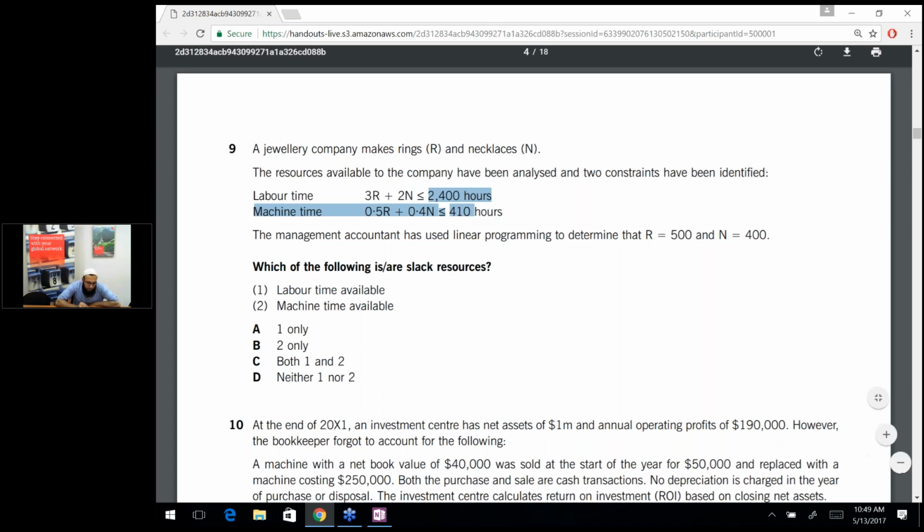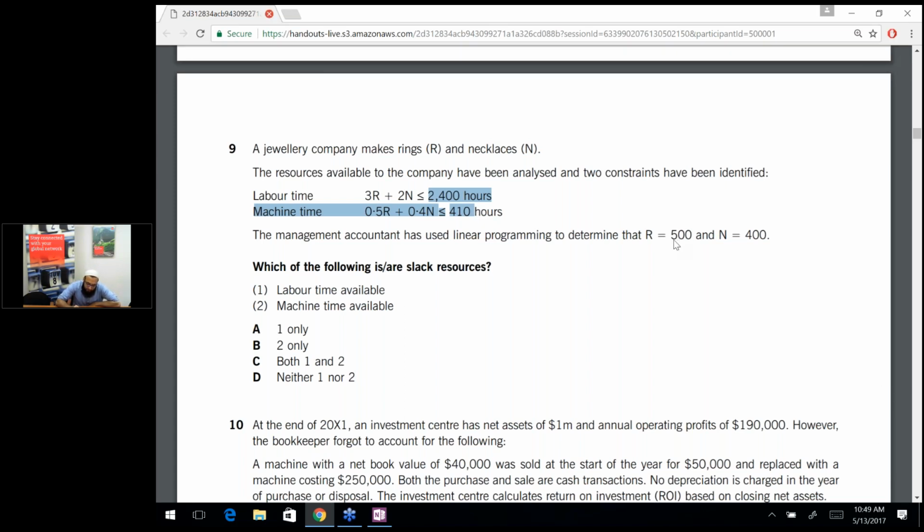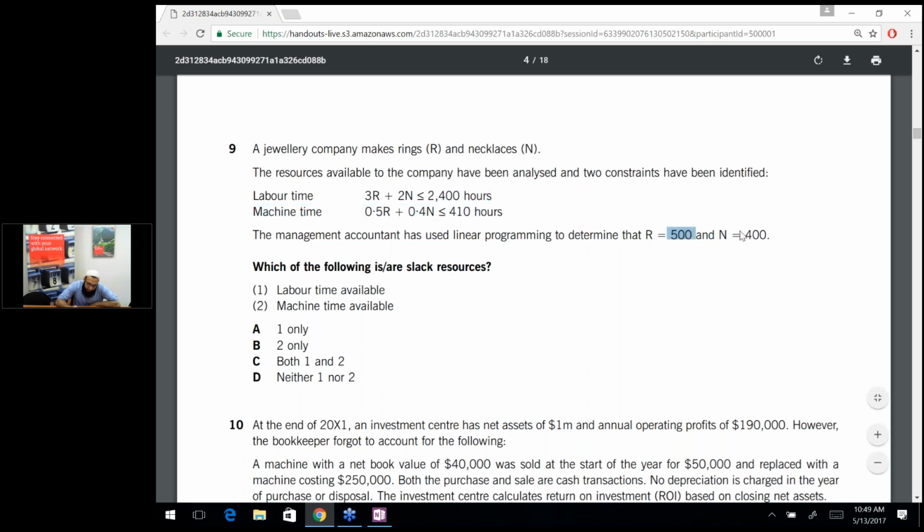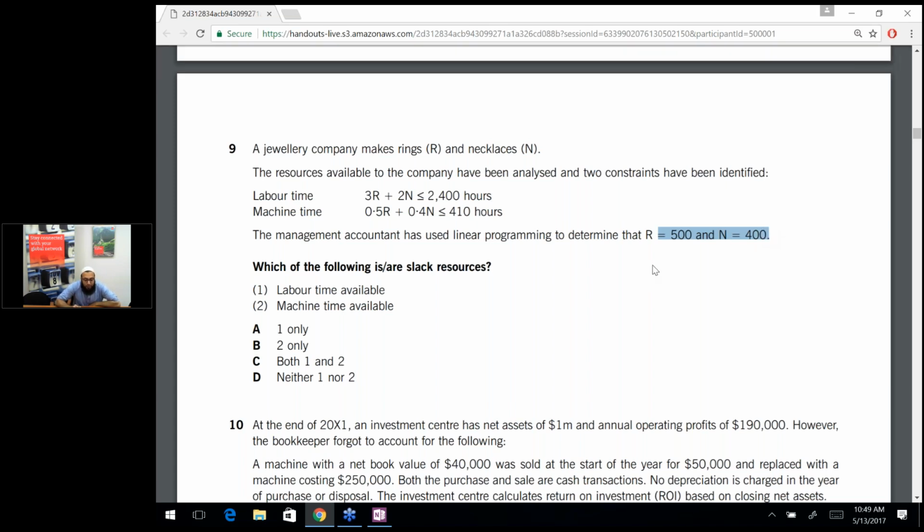The management accountant uses linear programming to determine that R should be 500 and N should be 400. So the answer is there. This is the optimum plan, the plan which will maximize your profit. So 500 rings and 400 necklaces. This is the answer. Now it is asking for slack.